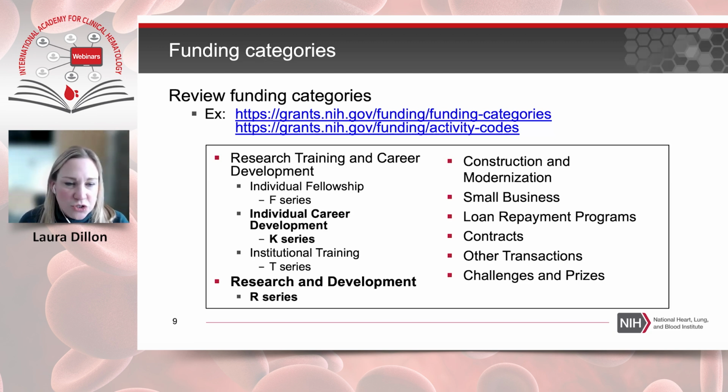And then there can be institutional training grants, which you can apply for so your institute can have training for individuals within your institute. I'm highlighting the K series here because many of our young early investigators will be looking into this. And then everyone is, of course, very familiar with the research and development, the R series grants. These are your larger grants, as you're starting to get more established as an investigator.